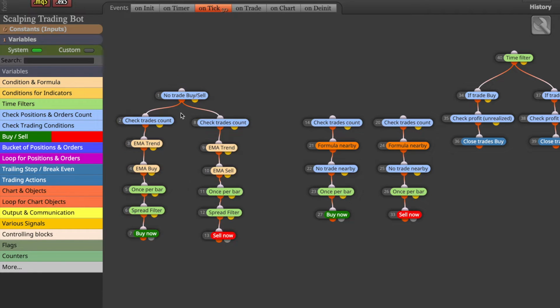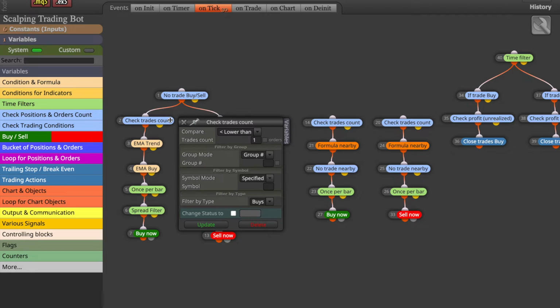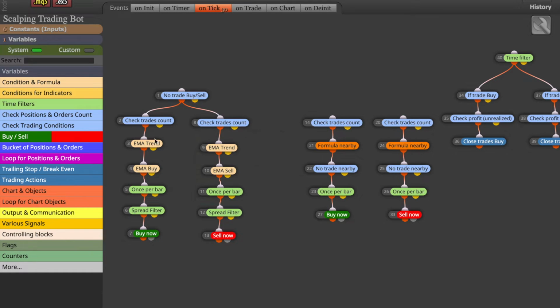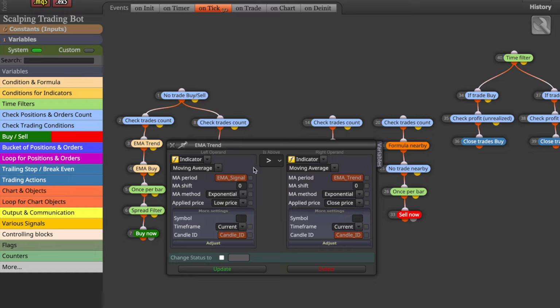So now let's only take a look at the buy side, a long position. This is just another check. Okay, check trades count. How many trades are we counting? It is below one, so it is zero. Then what are we looking at? Then we are checking the EMA signal and EMA trend.